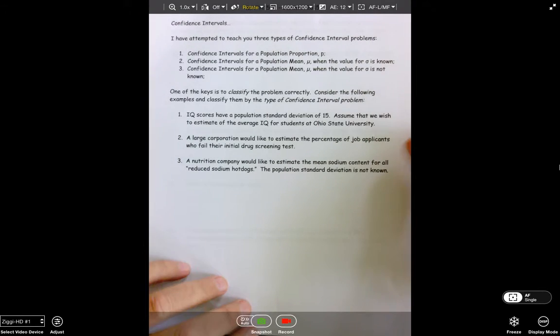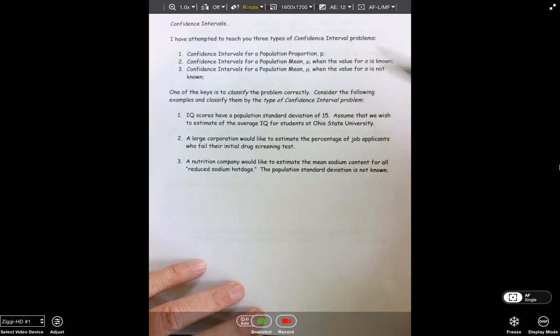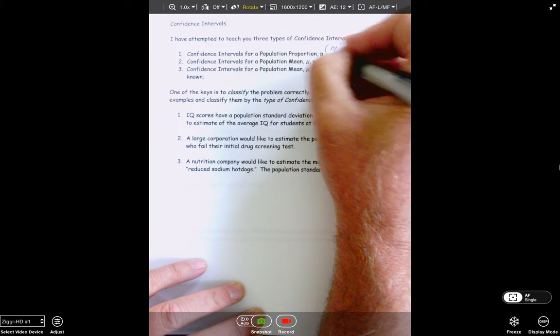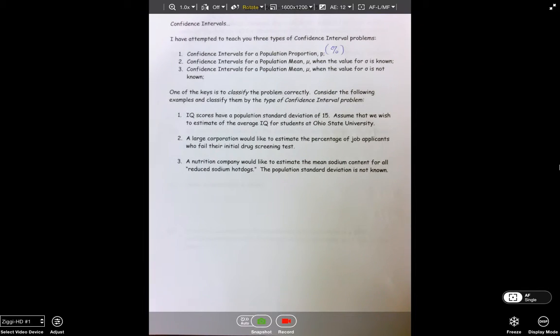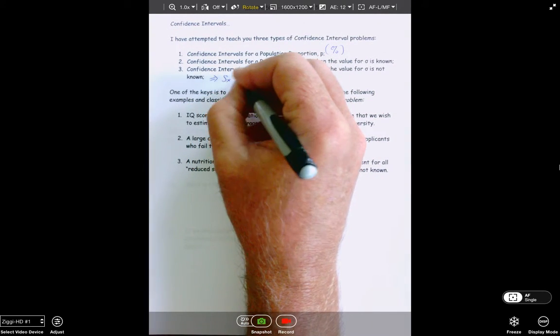Anyway, you can see I've attempted to teach you three types of confidence intervals. One is a confidence interval for a population proportion. These are the problems that report a percentage. I've also tried to teach you confidence intervals for a population mean when the population standard deviation is known, and similarly, estimating a population mean with a confidence interval when the population standard deviation is not known. And in this case, the standard deviation for the sample is known, or we can calculate it.